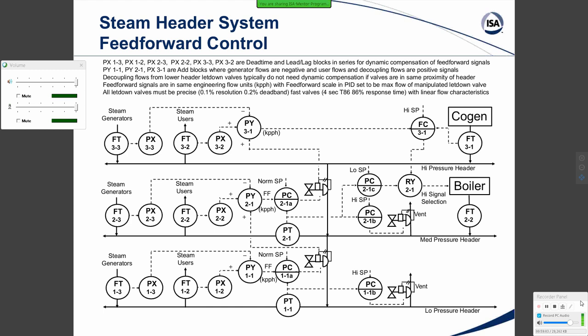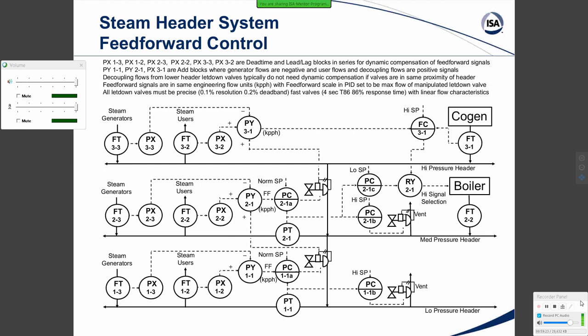I only have two headers shown here. And in fact, there were like four headers. And the decoupler was also a feed-forward signal and needed no dynamic compensation. In other words, for a lower header letdown valve changing position, why not change an upper header letdown position so that you don't upset the upper header?